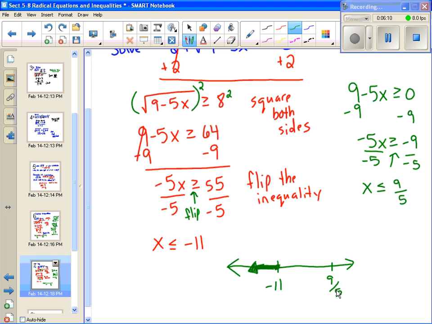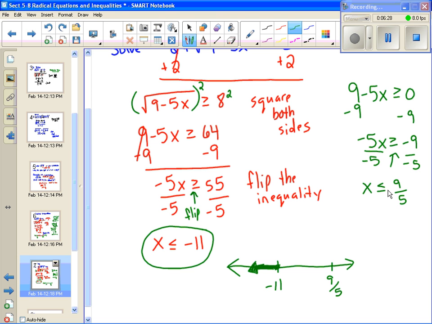So this does not add, it's the opposite direction. So this does not put a limit on my solution at all. It doesn't add to my restriction. So my answer is just x is less than or equal to negative 11. We still have to check this because sometimes it matters. This was a case where it doesn't.